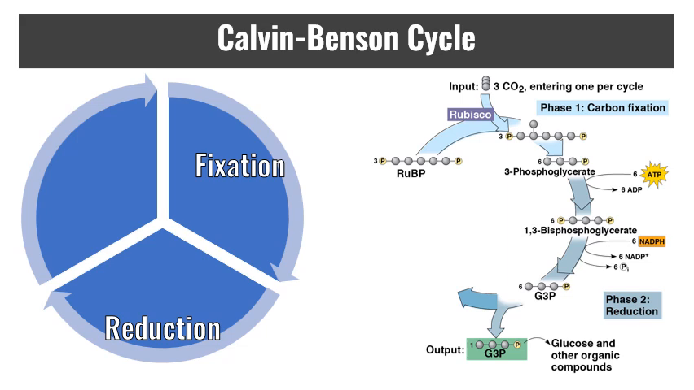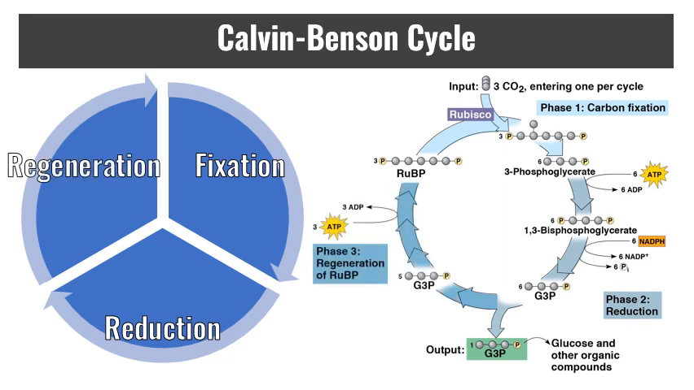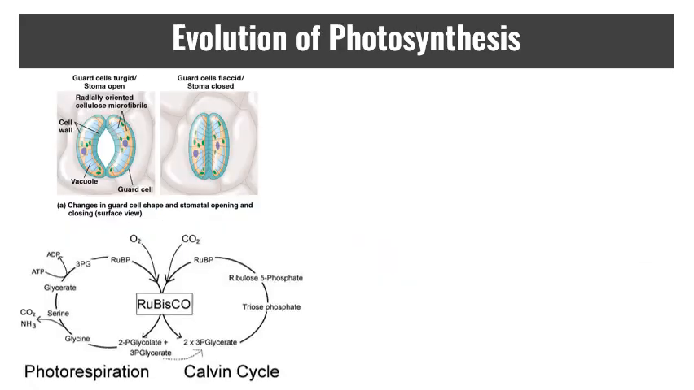The remaining 5 3-carbons will then need to be rearranged or regenerated using ATP back into the 3 5-carbon RuBPs so that we can maintain the cycle. But it is a circular, cyclical process that continues again and again and again. Now, the Calvin cycle is incredibly old, and it evolved when there wasn't a lot of free oxygen in the atmosphere.